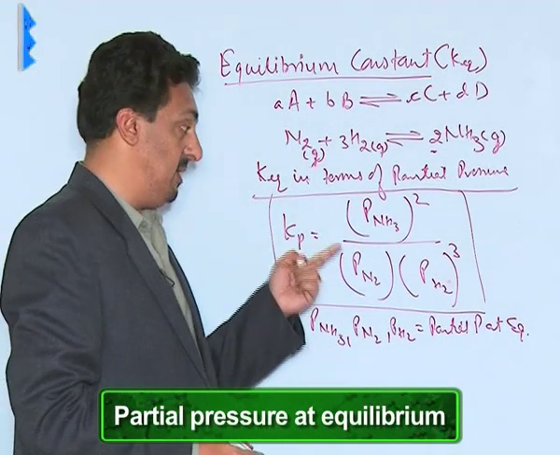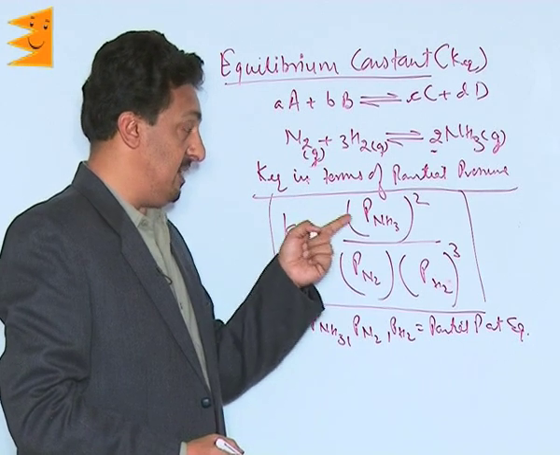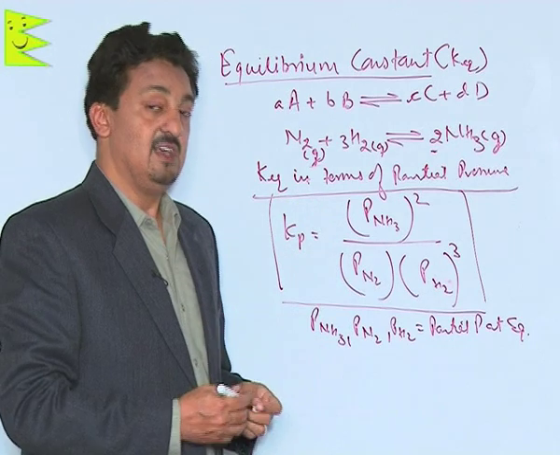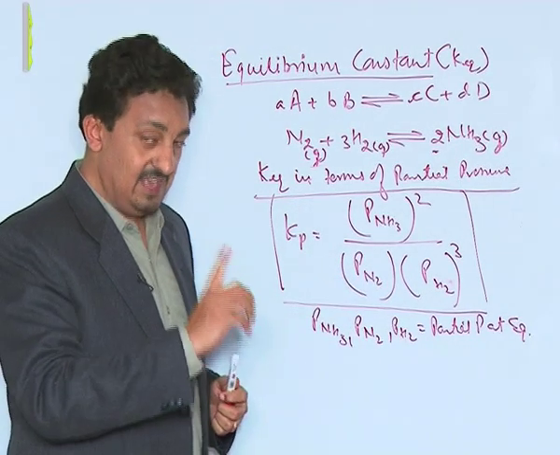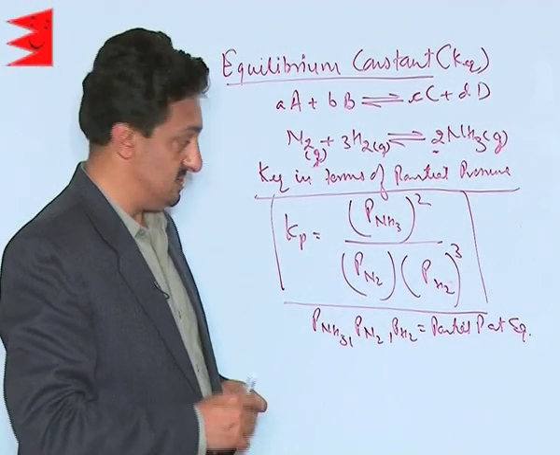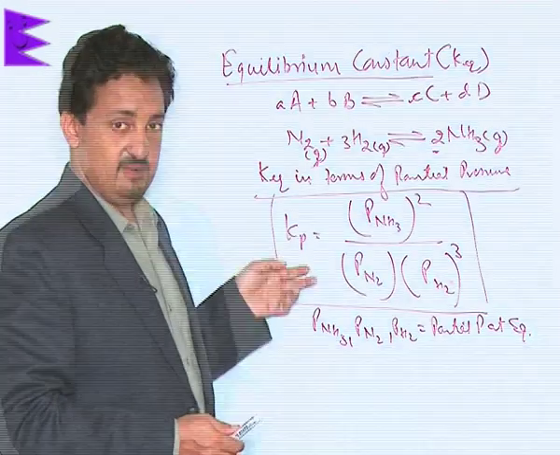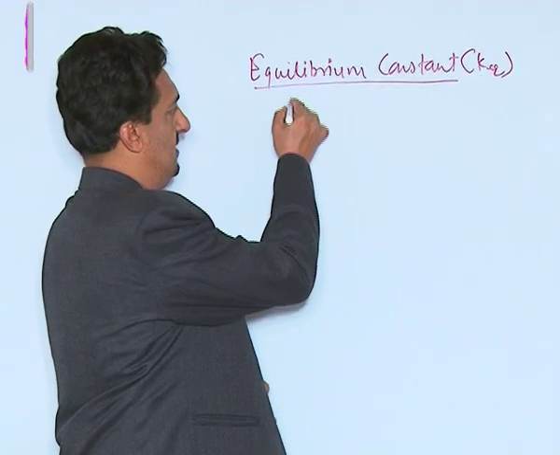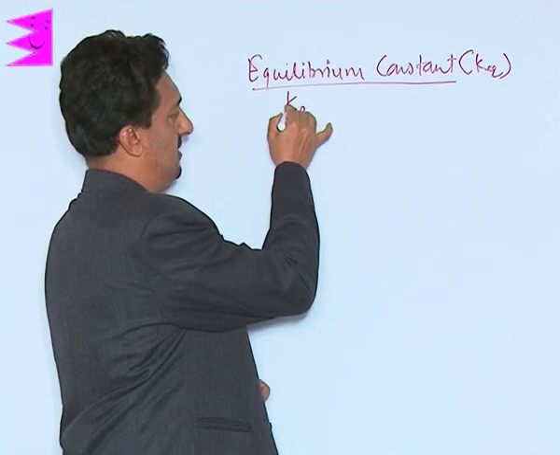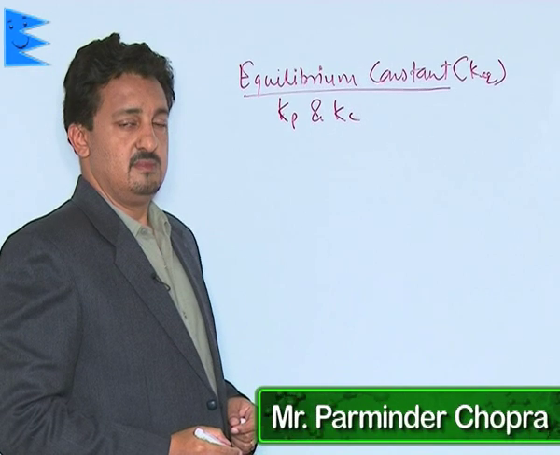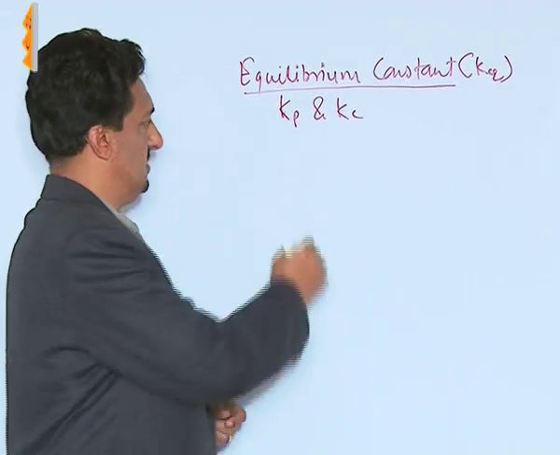In a very similar way, the ammonia, nitrogen and hydrogen which we have expressed in terms of Kc were the concentrations at equilibrium, not the initial ones. So when it is expressed in terms of partial pressures, it is called Kp. Let us understand the Kp and Kc with some more examples.